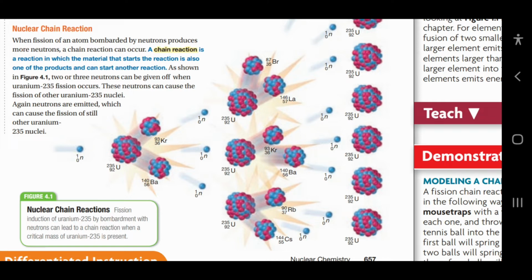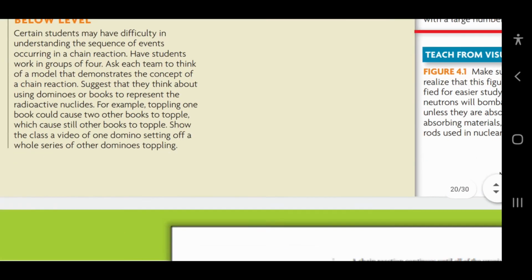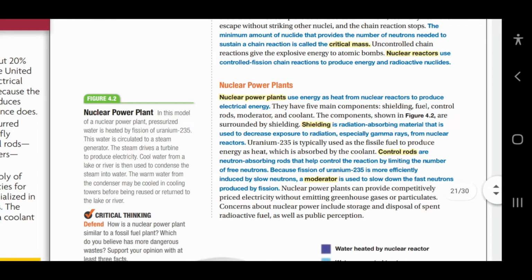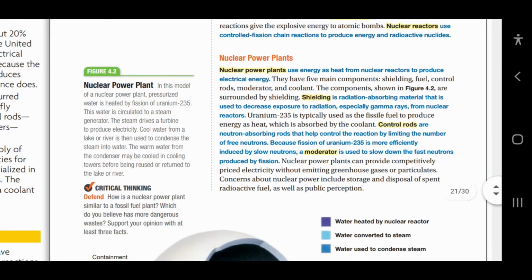Here you have to know that we have two types. First, if we control the number or the speed of neutrons. So if we decrease the speed of neutrons, that means that the neutrons will not be able to bombard another atom. So also, this is how we can control the chain reaction. And here we use the moderator, which is used to slow down the fast neutrons produced by fission.